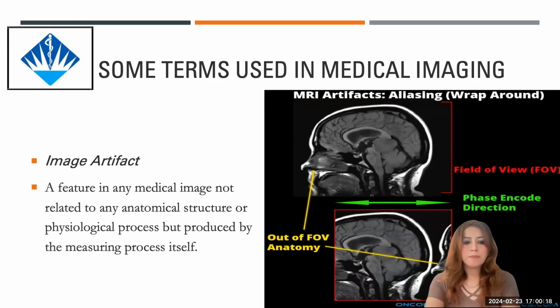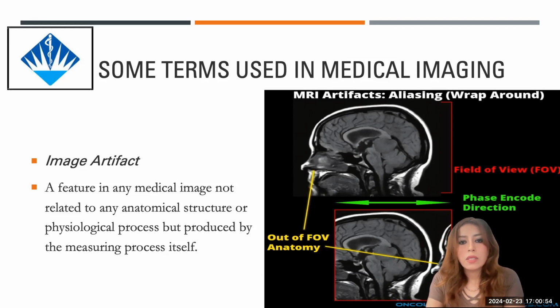Image artifact, which can occur in various medical imaging techniques. In our following courses, we will also look at this. So an image artifact is a feature in any medical image not related to any anatomical structure or physiological process, but produced by the measuring process itself. So we have a figure here, an MRI artifact example.